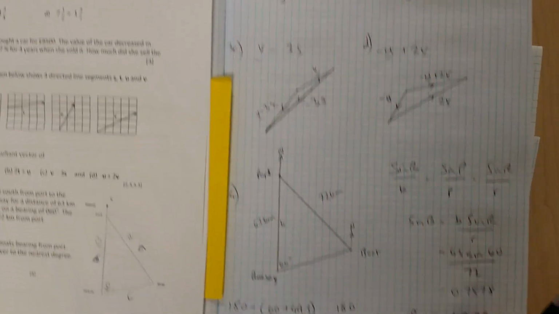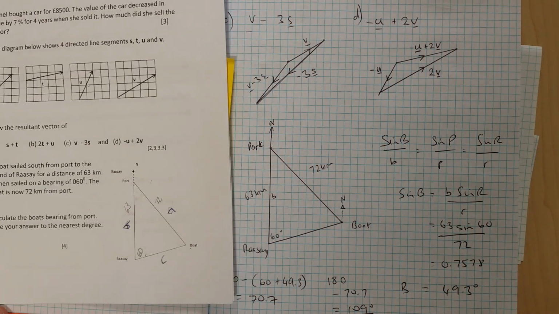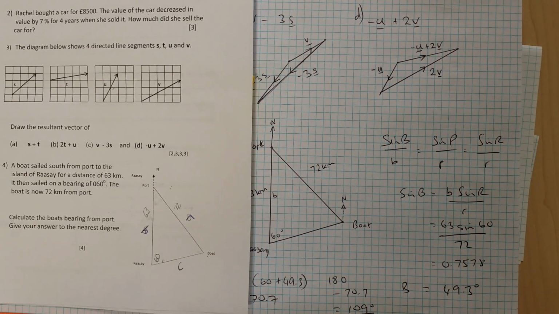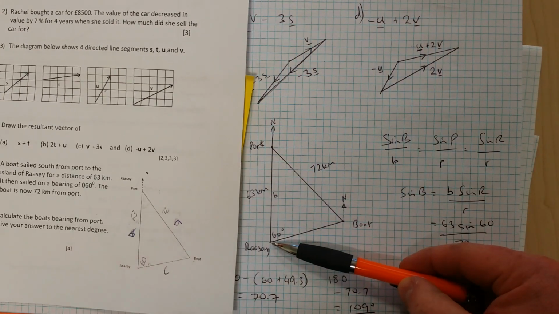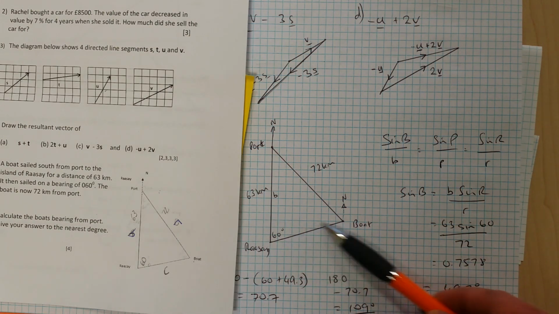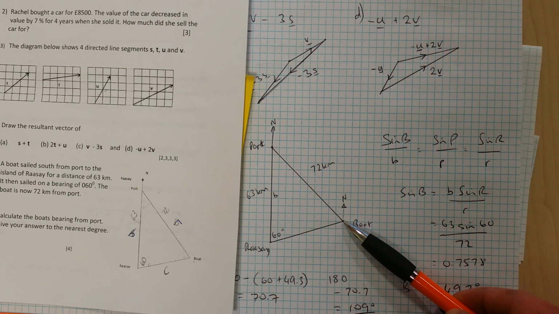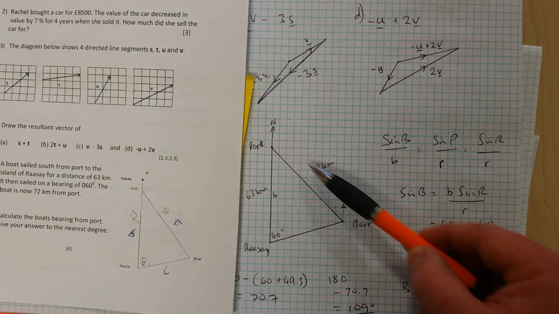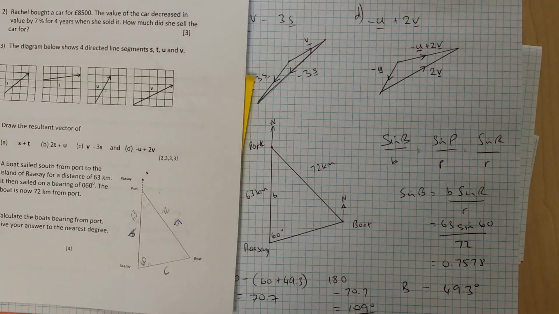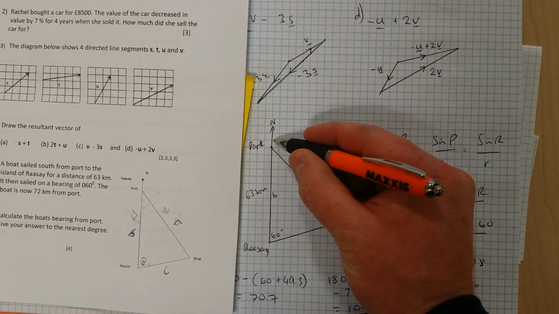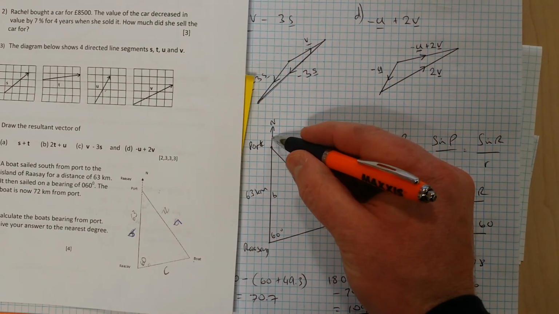Question number 4. A boat sailed south from the port to the island of Raasay for a distance of 63 kilometres. Well, there it is, I've drawn it here. Then it's going on a bearing of 60 degrees from the north to where the boat is now, and that is 72 kilometres from the port. Now, it's asking you to find this bearing here.